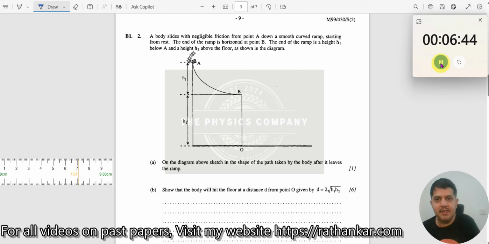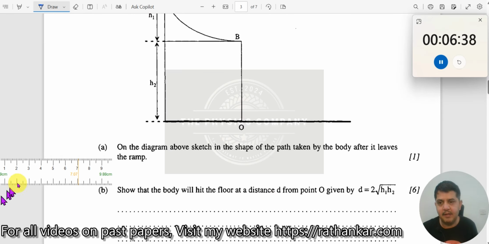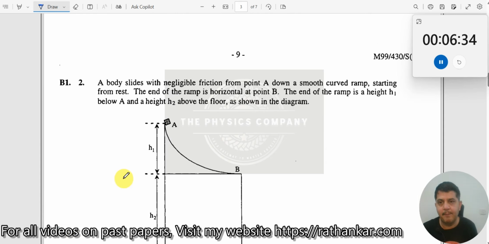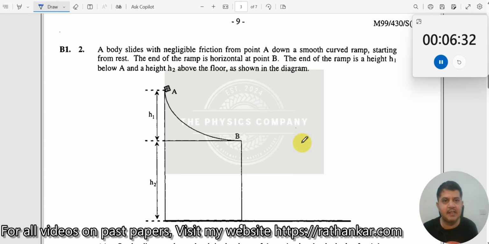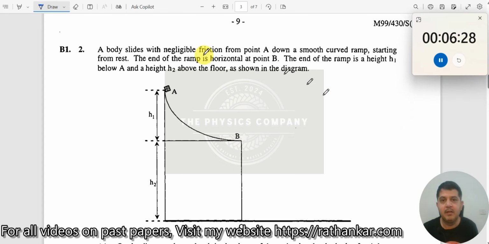A body slides with negligible friction from point A down a smooth curved ramp, starting from rest. Let me increase this font a little bit, it's not so clear. Okay.